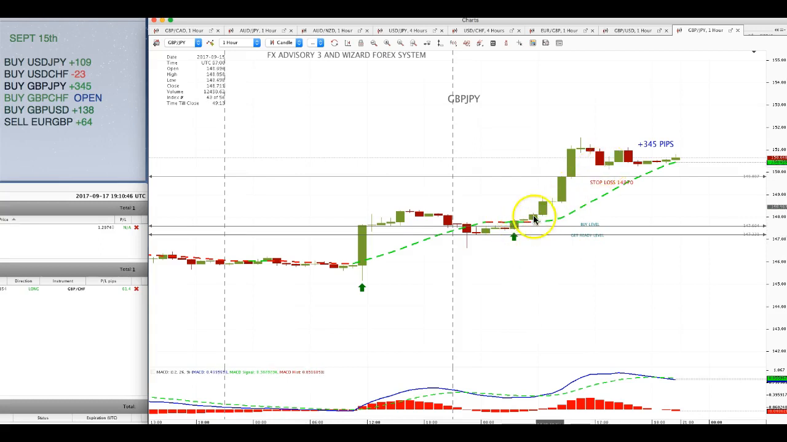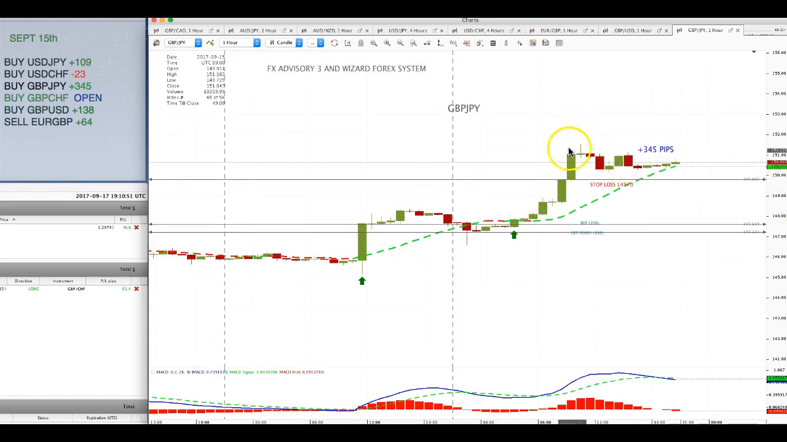So I took this trade and stayed in through the European and New York session, and exited when the market started just turning around and heading south around this level here.